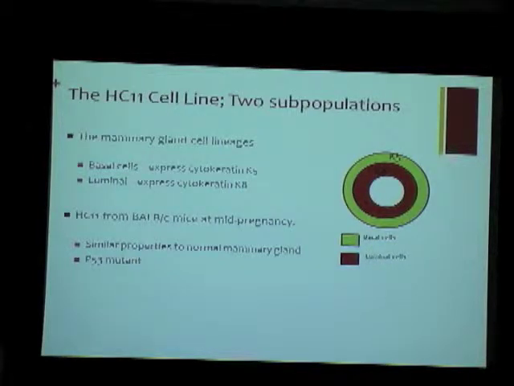Why do we use a cell line? It is because primary cells are very difficult to culture. And why the HC11 cell line? It is because they have a lot of properties very similar to the normal mammary gland. They're also p53 mutant.